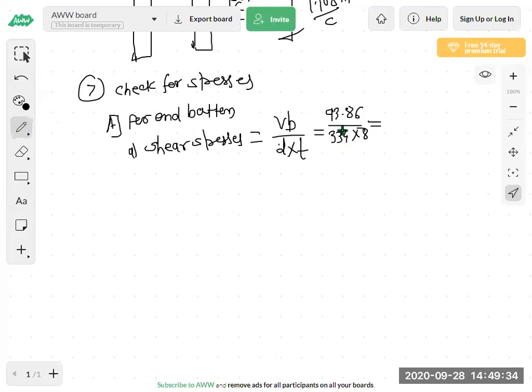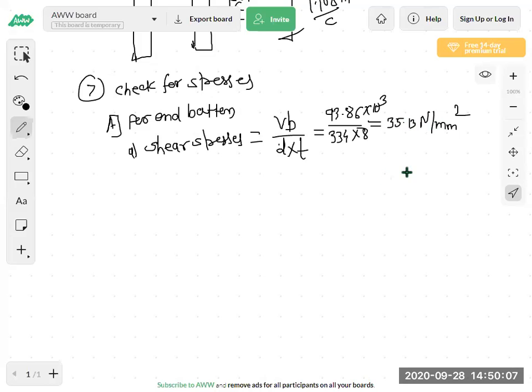Actually, this is in kilonewton. So we have to convert into Newton first. And then tell me the stress in Newton per mm square. 35.13 Newton per mm square. 10⁻³, did you multiply? Yes, sir. 35.13 Newton per mm square.